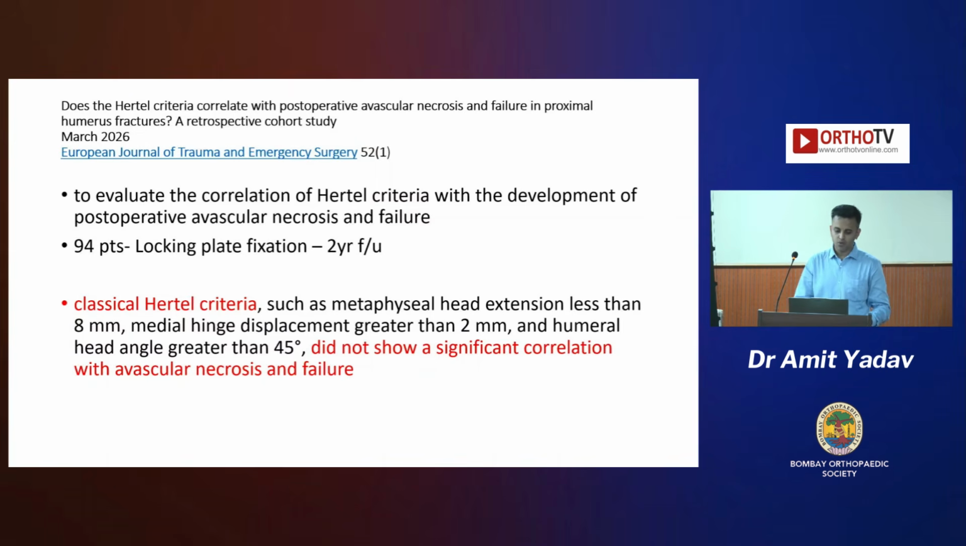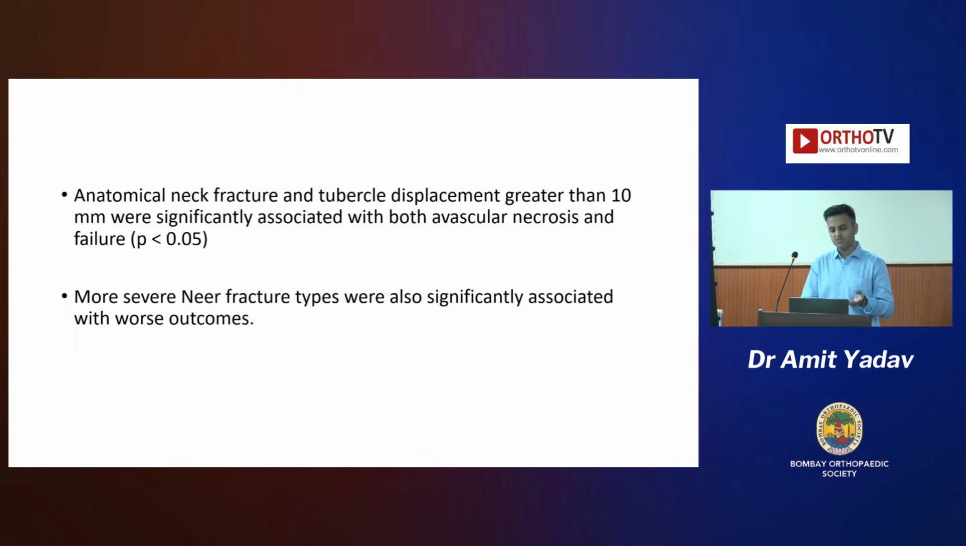So this is a study from the European Journal recently published in March 26. They evaluated about 94 patients in whom they had done plating with a 2-year follow-up. What they found is that the classical Hertel criteria did not show significant correlation with AVN and failure. Rather, what they found was that a fracture around the anatomical neck and a tuberosity displacement greater than 10 mm were better predictors of failure. And the more severe the Neer type of fracture, the more is the chance of failure in terms of ischemia or in terms of fracture fixation failure.